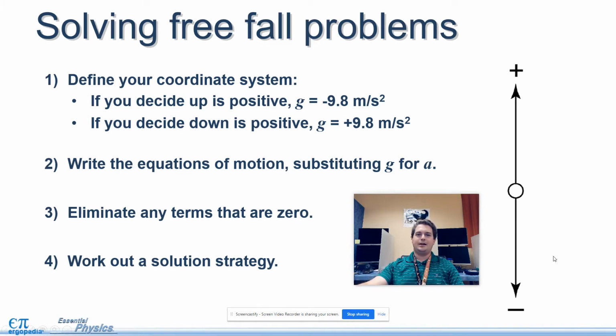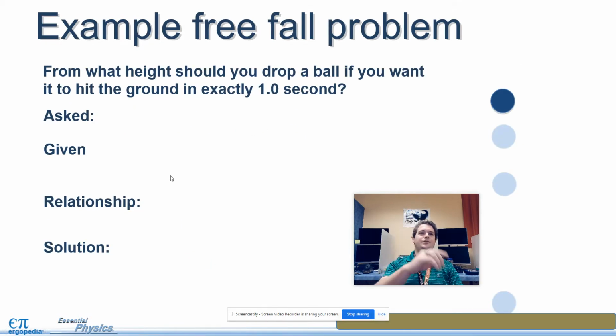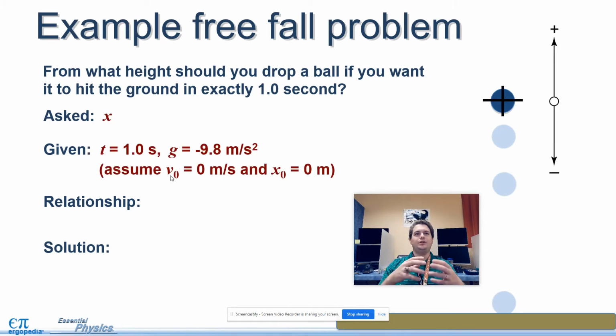Okay. So we're going to go through a practice problem. It says, from what height should you drop a ball if you want to hit the ground in exactly 1 second? So you're asked to find x, how high. So how high is a distance, right? It's also a position. So if you're asked how high to do something, or you're given a height, you can substitute that value in for x. Okay, it's an important key concept to think about.